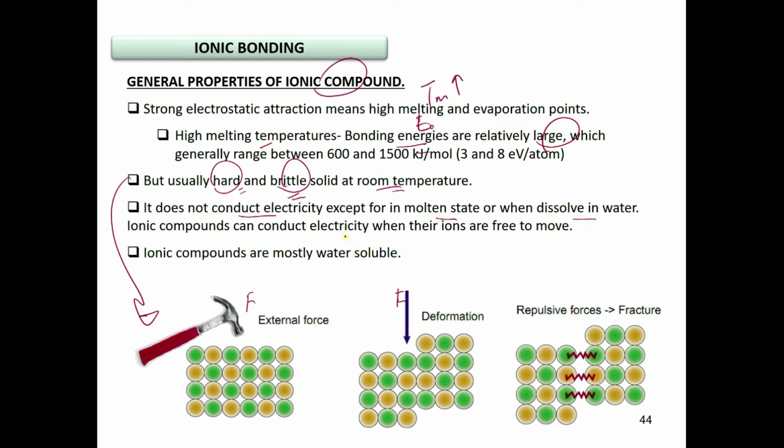Ionic compounds can conduct electricity when their ions are free to move. Say, for example, table salt, sodium chloride, can conduct electricity when dissolved in water, and ionic compounds are mostly water soluble.